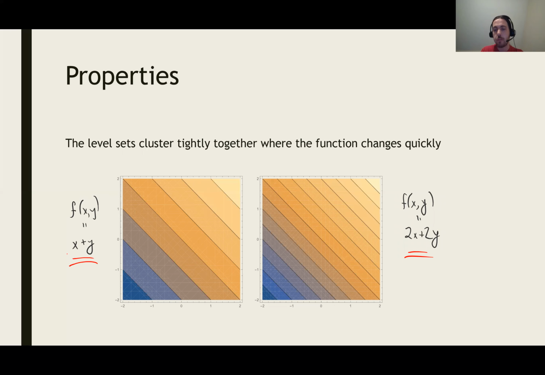If you look at a topographical map, you see that the curves are very tightly packed when you have rugged terrain. And that's exactly what's happening here.